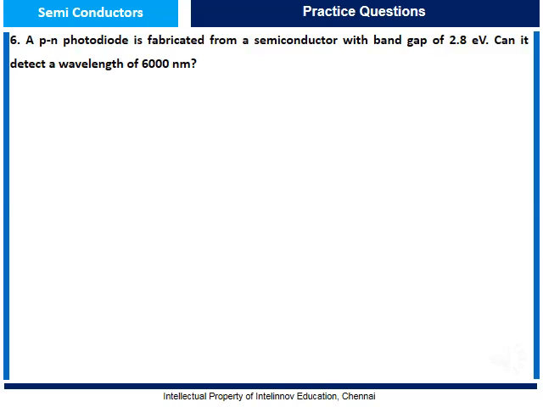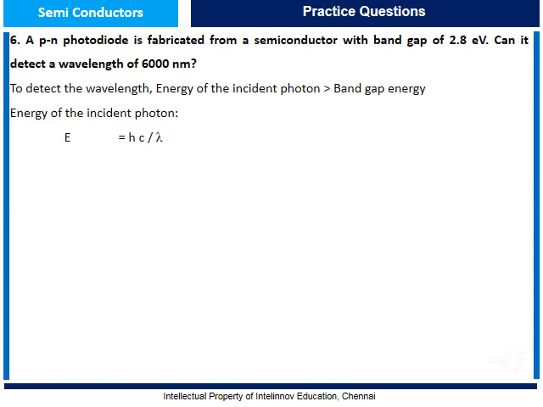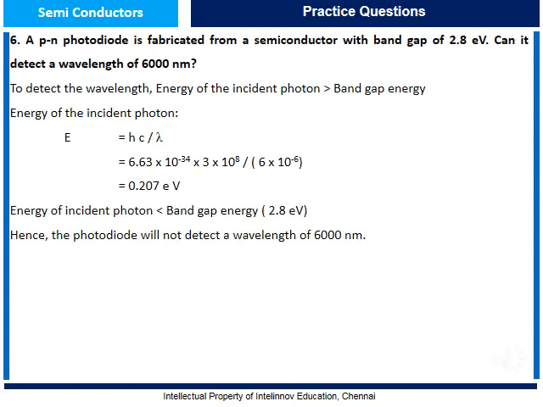Question number 6. A PN photodiode is fabricated from a semiconductor with band gap of 2.8 electron volt. Can it detect a wavelength of 6000 nanometer? The answer is as follows. To detect a particular wavelength, energy of the incident photon should be greater than band gap energy. Now let us calculate the energy of the incident photon. Here E is given by hc by lambda. On calculation we get energy of photon equal to 0.207 electron volt. We notice that this is less than 2.8 electron volt. Hence the photodiode will not detect a wavelength of 6000 nanometer.